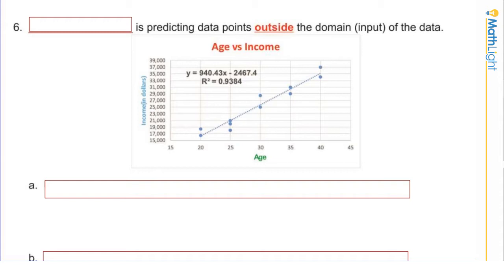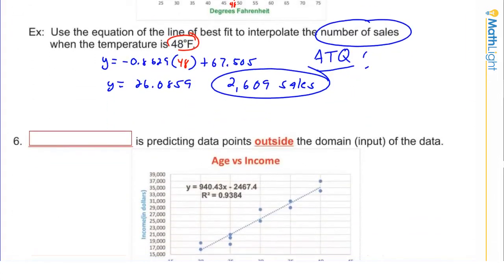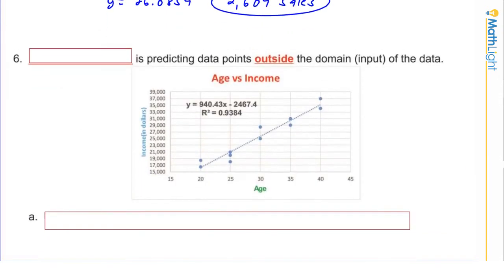So what if you do data outside the domain? Sorry about that. My screen loves to jump on me when I try to switch pens at times. So what happens when you're predicting data outside? Well, it's not interpolation. You're not in, you're out, but we use extra. So extrapolation. So to extrapolate is to predict data points outside the domain.